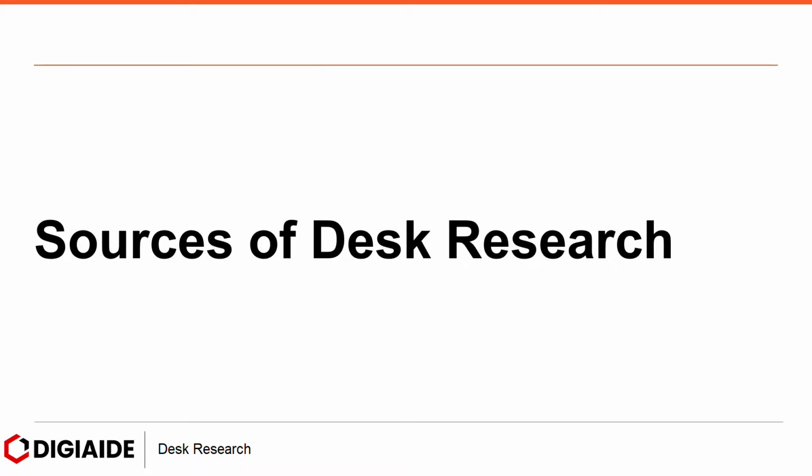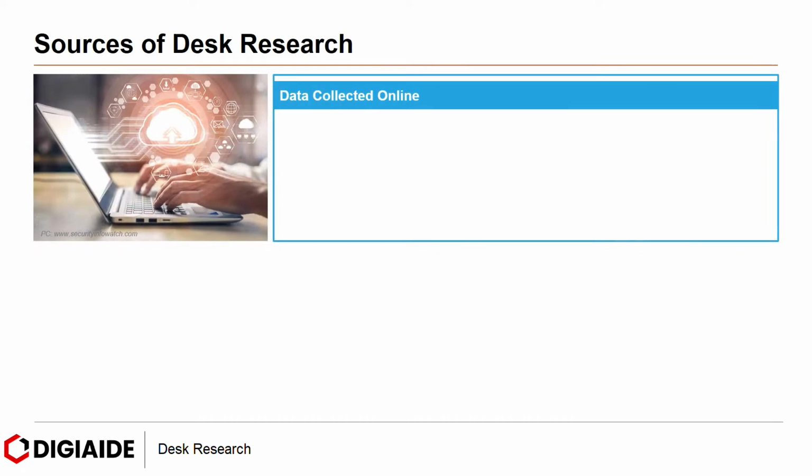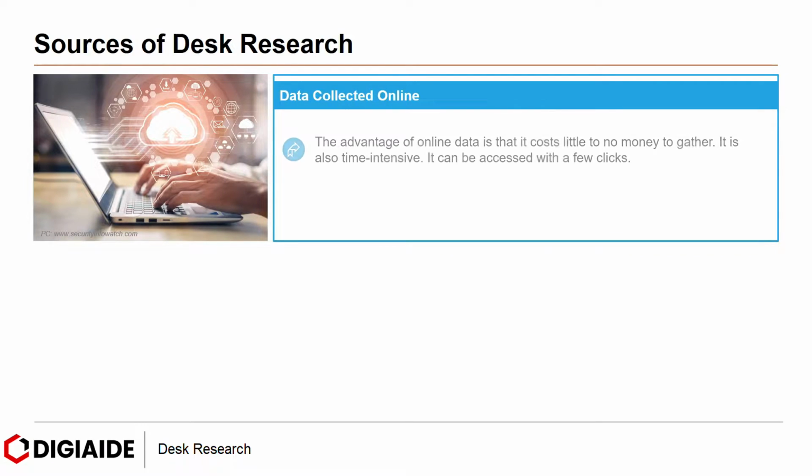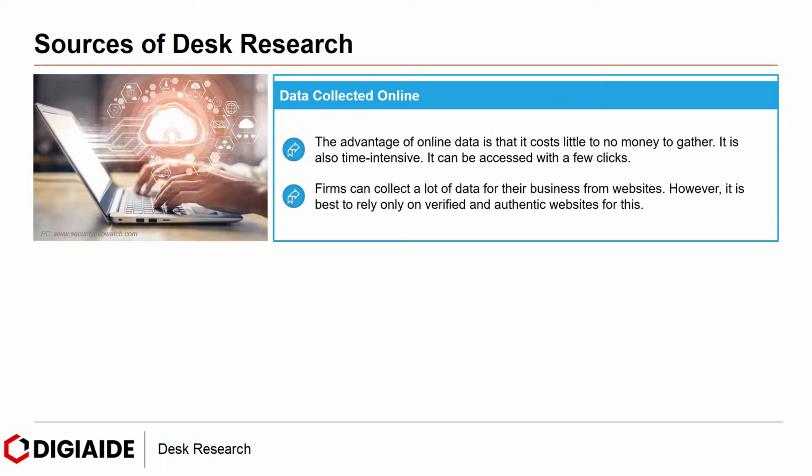Moving on to sources of desk research. First, data collected online. The advantage of online data is that it costs little to no money to gather. It is also time-intensive. It can be accessed with a few clicks. Firms can collect a lot of data for their business from websites. However, it is best to rely only on verified and authentic websites for this.